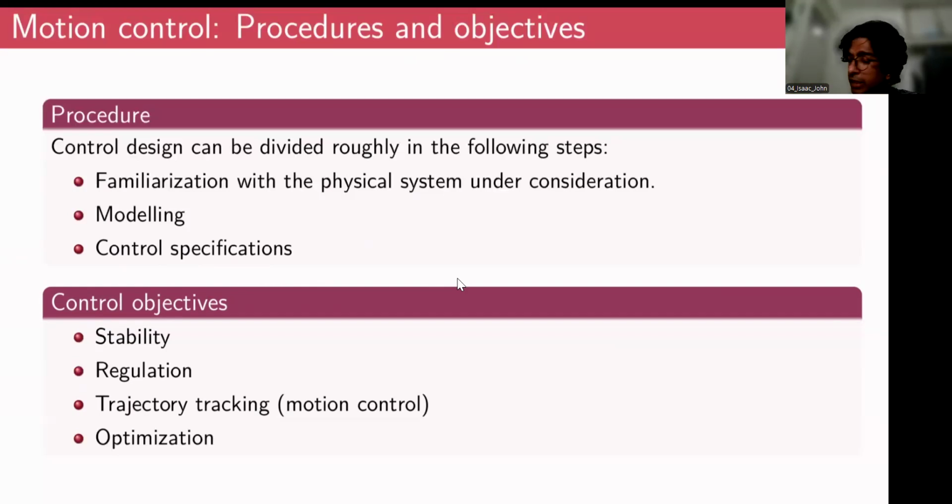Then another thing is regulation. If you have a start point, where a robot is currently at, and if you have a goal position, the controller should ensure that the robot would move from the start position, and it would realize its goal position. And trajectory tracking also tells you the same thing.